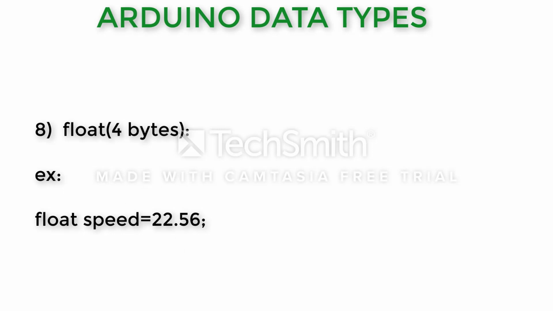Number 8. Float. The floating point data type number is a number which has a decimal point. The floating point numbers are often used to approximate the analog and continuous values because they have greater resolution than the integers and they take up 4 bytes of memory space. For example, consider a variable speed declared as a floating point number which is initialized to a value 22.56.